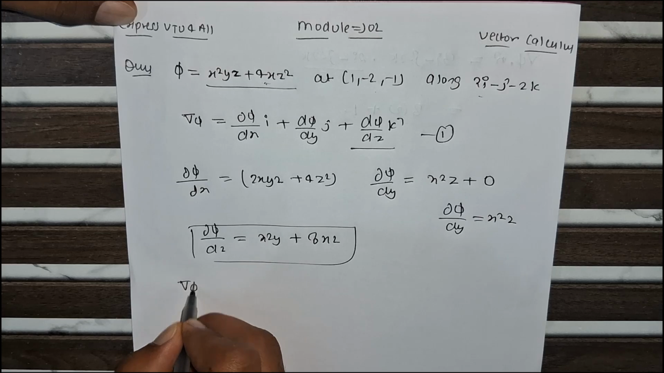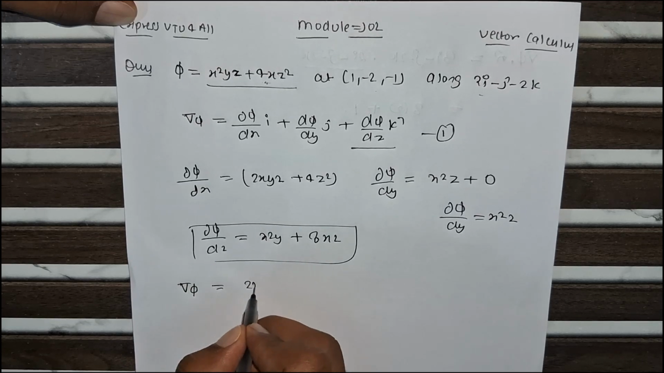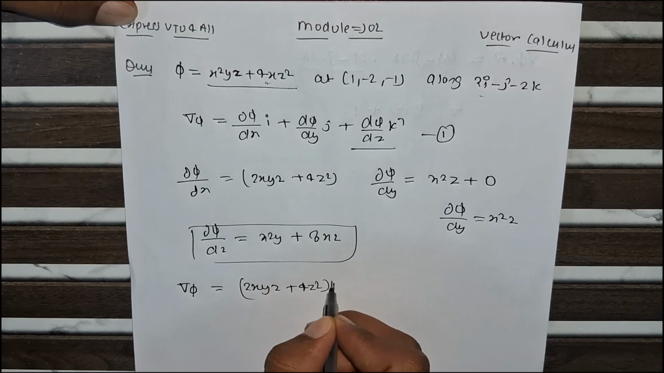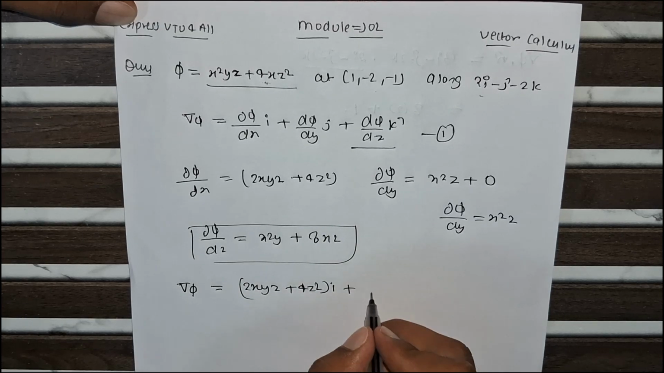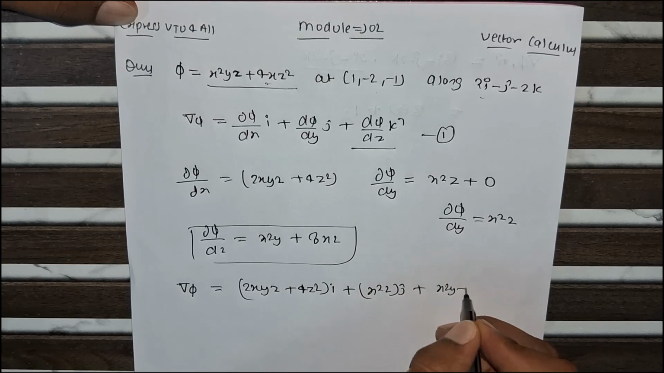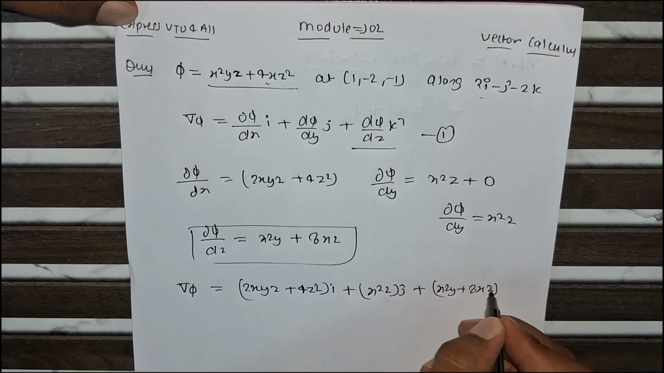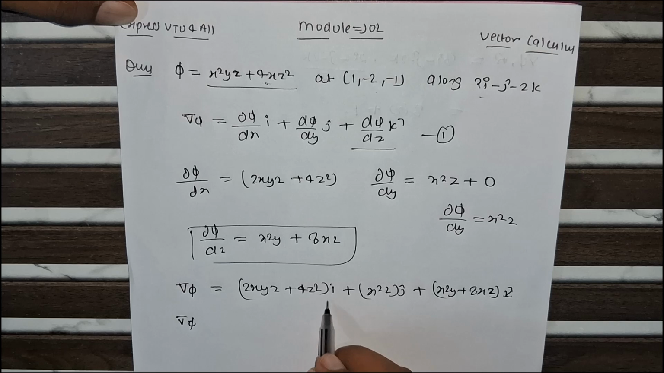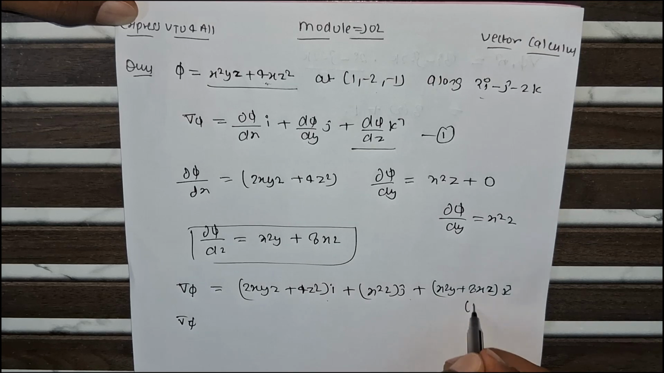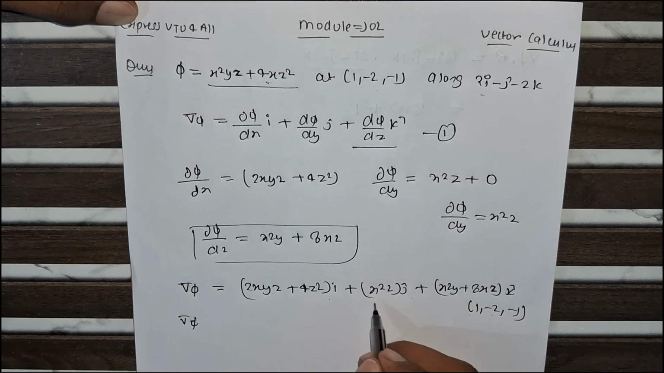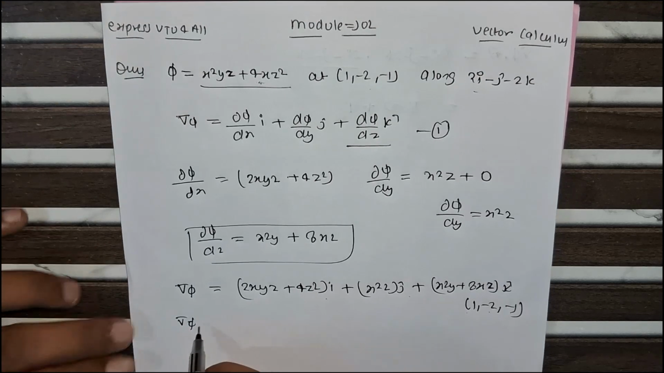So our gradient of phi equals (2xyz plus 4z squared) i vector plus x squared z j vector plus (x squared y plus 8xz) k vector. We have to find this with respect to the given point (1, -2, -1). So put x equals 1, y equals -2, z equals -1 in our gradient equation.